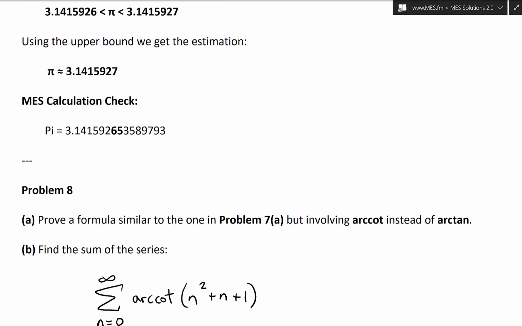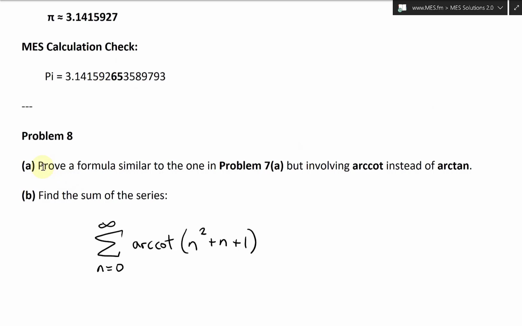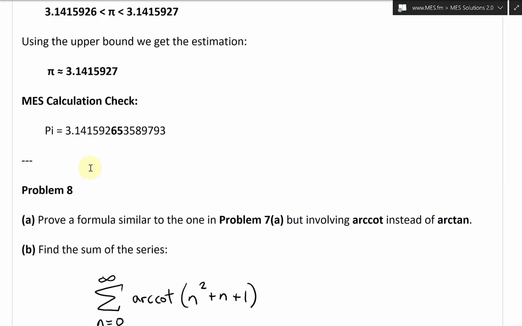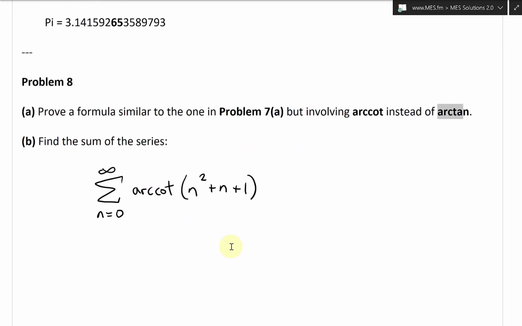Alright, so now let's go over problem 8. And this one states, well, part A: prove a formula similar to the one in problem 7a, but involving arccotangent instead of arctan, or arctangent. And then part B says, find the sum of the series, summation from n equals 0 to infinity, of arccotangent of n squared plus n plus 1.